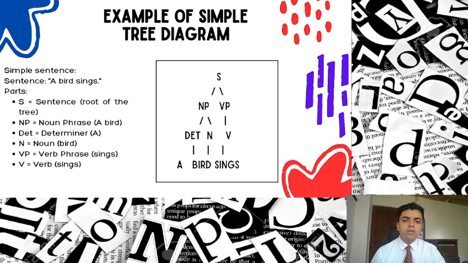Example of a simple tree diagram. Simple sentence: a bird sings. Parts: sentence, the root of the tree; a noun phrase, a bird; determiner, a; noun, bird; verb phrase, sings; and the verb, sings.